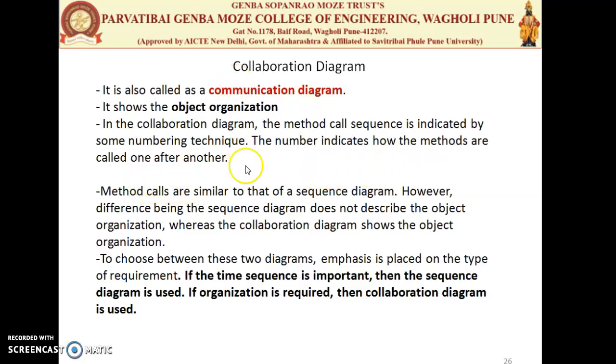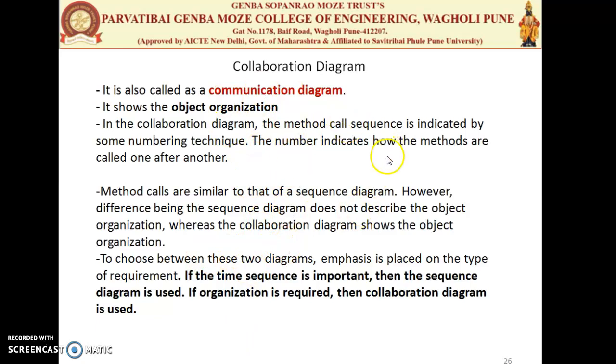Suppose from one object to another, the first method call is there. From the second object to the third, the second method call is there. So proper numbering is done for the method calls, or we can say message passing. The method calls are similar to those of the sequence diagram, as I said. However, the sequence diagram does not describe the object organization, whereas the communication diagram is used for the object organization.